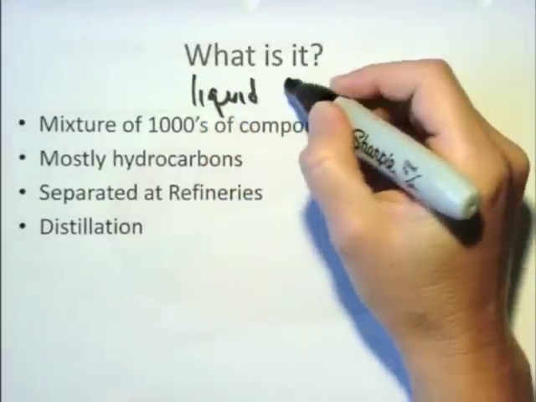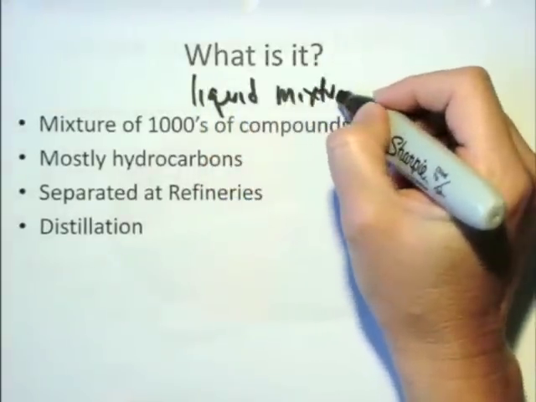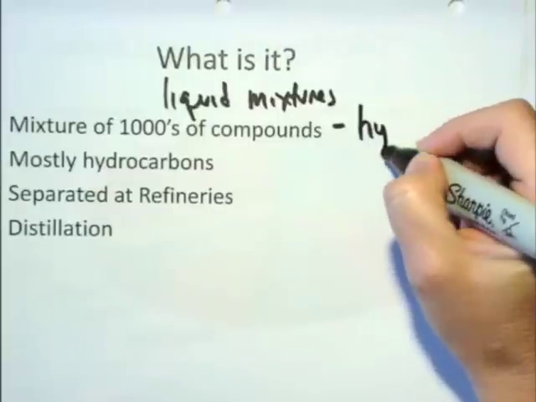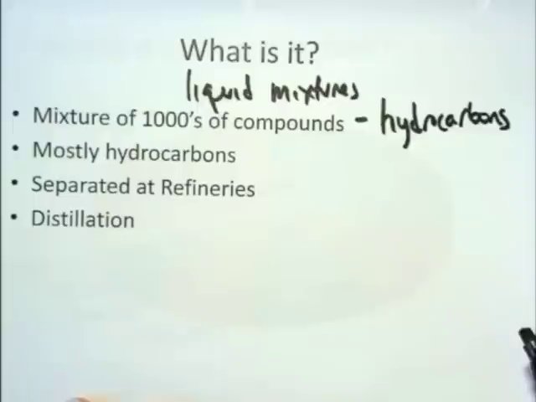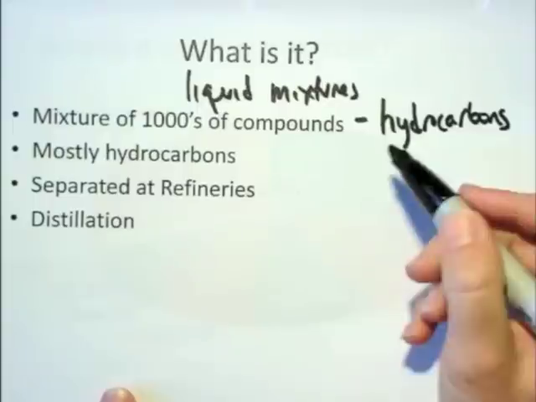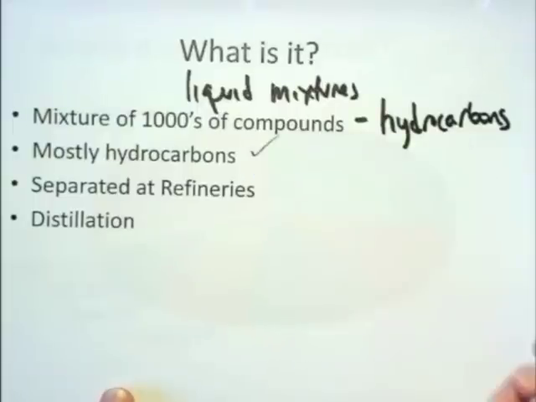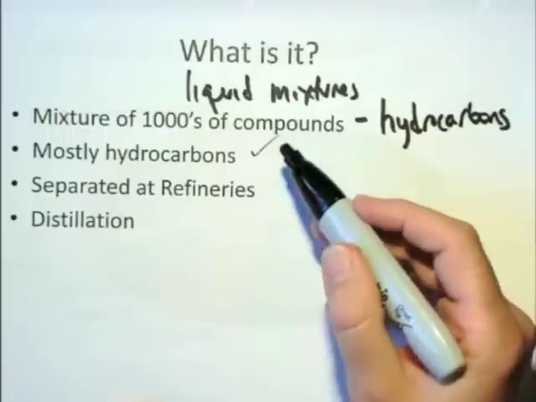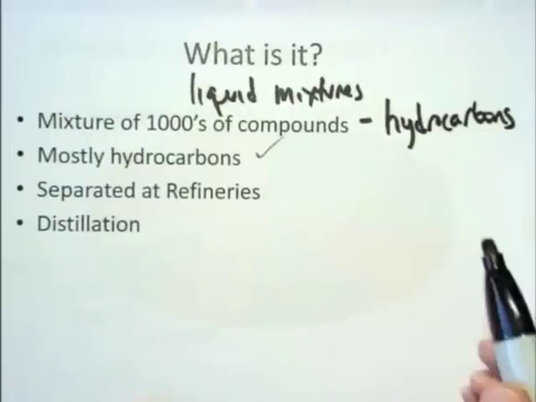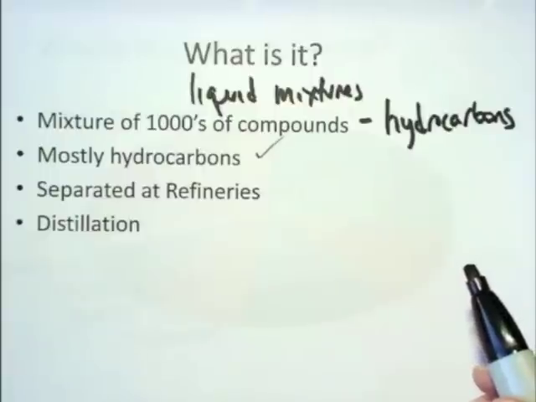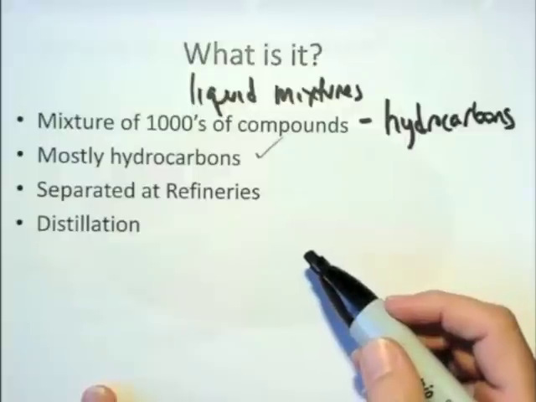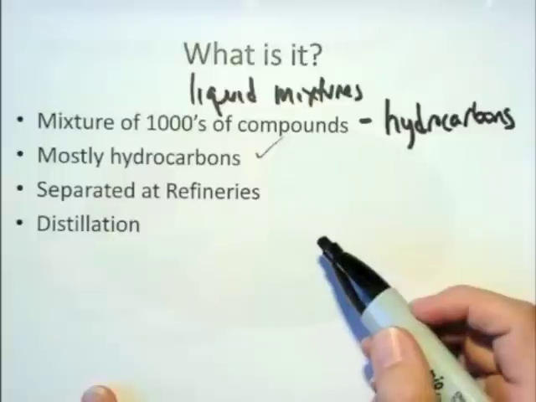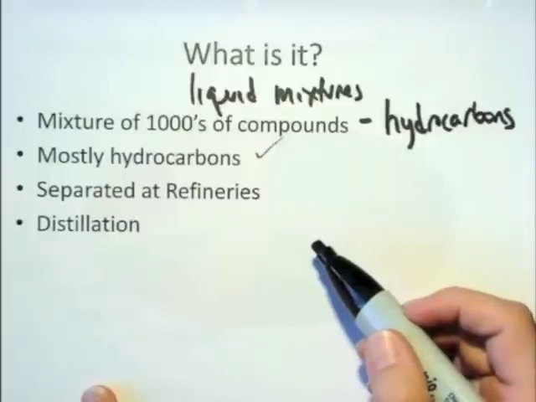Okay. And of those thousands of compounds, most of them are hydrocarbons. Okay. There's thousands of different ways to arrange carbons and hydrogens. I said it right here. It's mostly hydrocarbons. And so what happens is the petroleum is removed from the ground. It's harder to get to than coal, but it's easier to transport because you can just pump it through pipelines from place to place. And so in that regard, it's easier to manage.